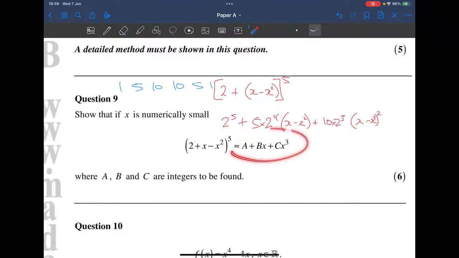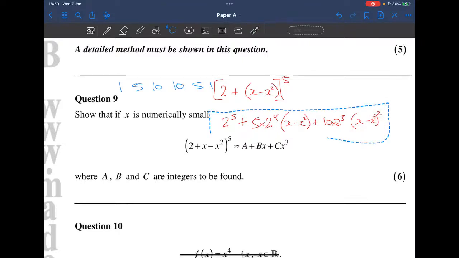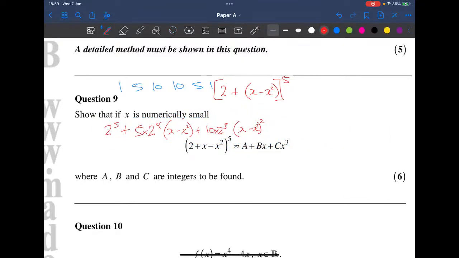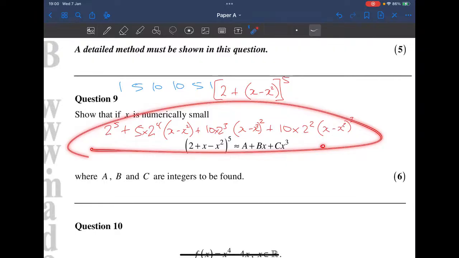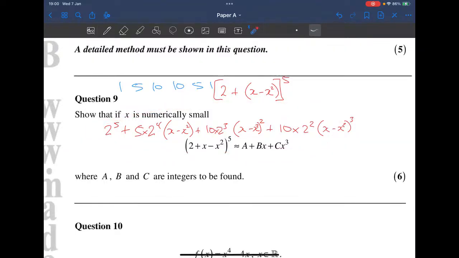Think about this, we only need to go to x cubed. So do we need the next term? Yes, because that's going to have this x cubed on it. So we do need that term. Let me just slide everything over. So adding it on, another 10, a 2 squared, and then x minus x squared, all cubed. Now then, we just want to expand all of these brackets and collect all the like terms.